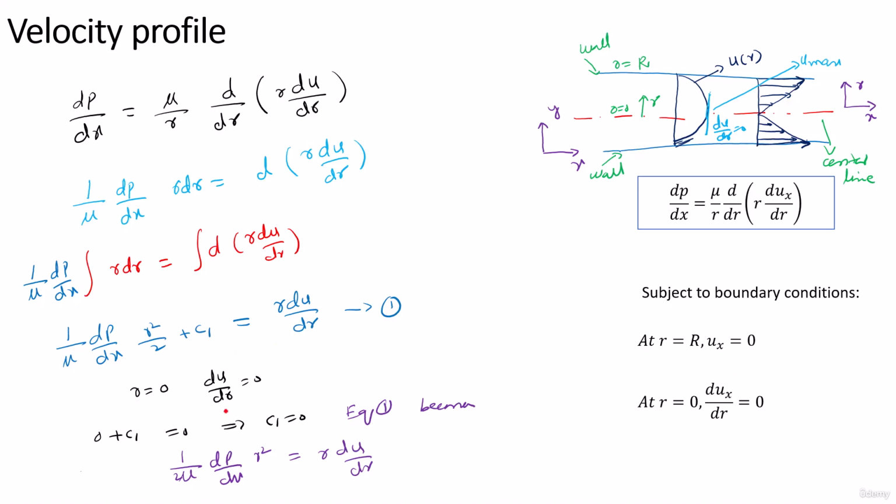So now put in the first boundary condition: r is 0, du/dr is equal to 0. So from here, this term becomes 0, so 0 plus c1 is equal to 0, so c1 is equal to 0, okay. So equation 1 becomes the same, because c1 is 0. Now again you have to integrate.